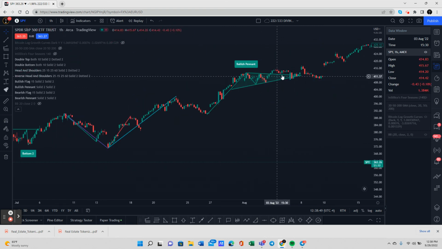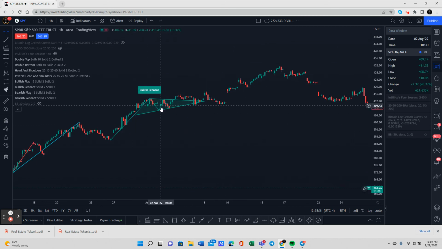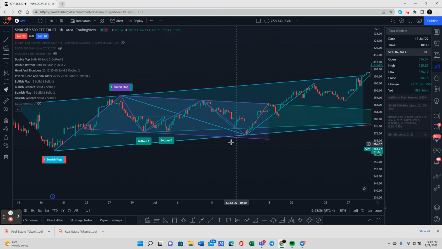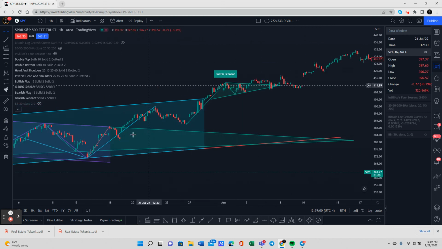Here we go. Bullish pennant. Did it play out? Yes, it did. Measure. Put it on top. Play it out. Don't even have to do it. What do we have right here? Now, this is a bullish flag. All right, what did you do? You get a breakout and move to the upside.